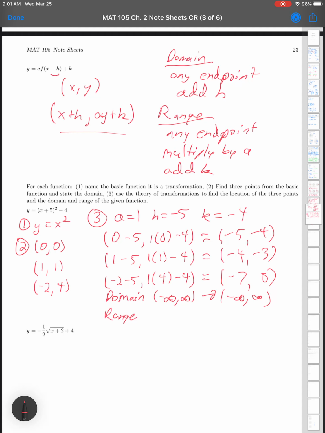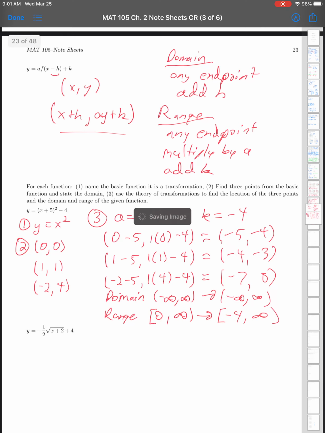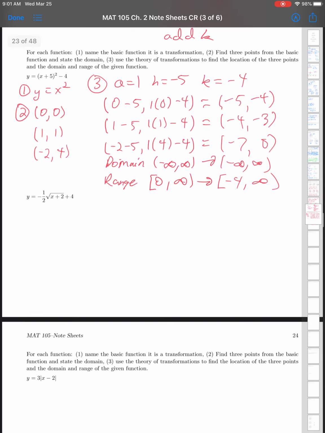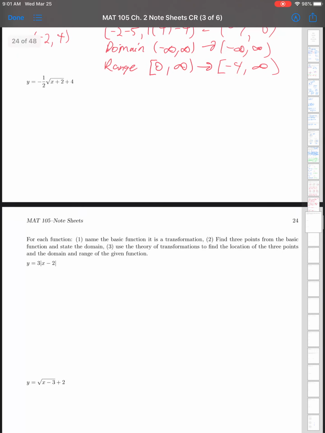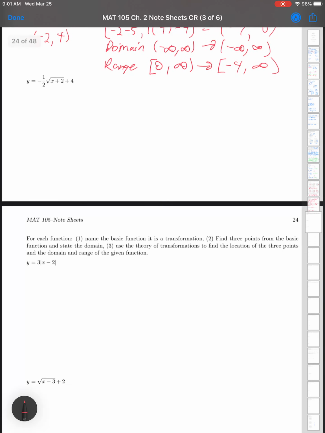For the range of the original function, y equals x squared, which we talked about in our last video, its range is 0 to infinity. So we multiply this by a, which is 1, so that's still 0, and then I add k, which was negative 4. So the new range is negative 4 to infinity. Okay, so that's how the numbers in the equation affect the ordered pairs and the domain and range. Okay, so we could go ahead and try another one here, doing the same idea.